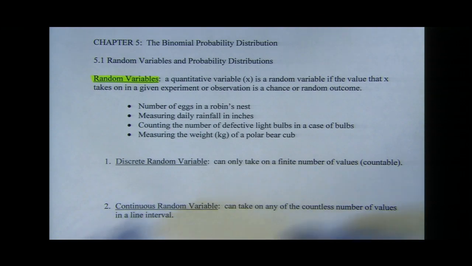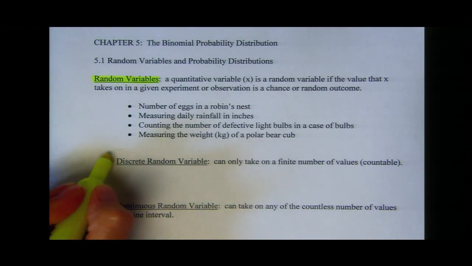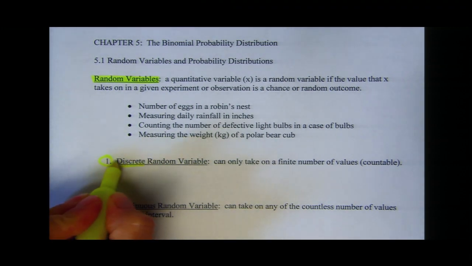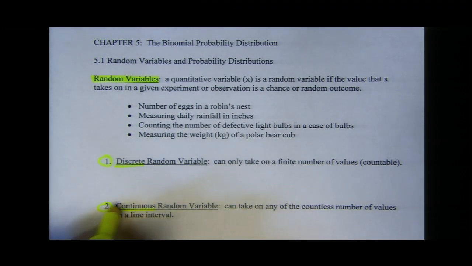So here are some examples of random variables. The number of eggs in a robin's nest, measuring daily rainfall in inches, counting the number of defective light bulbs, measuring the weight of a polar bear cub. Now, random variables can be one of two types, and those are listed here. One of those is called discrete and one is called continuous.